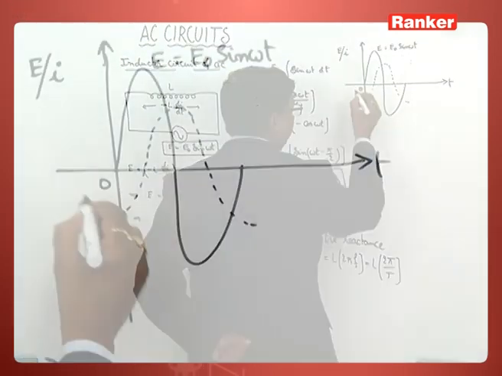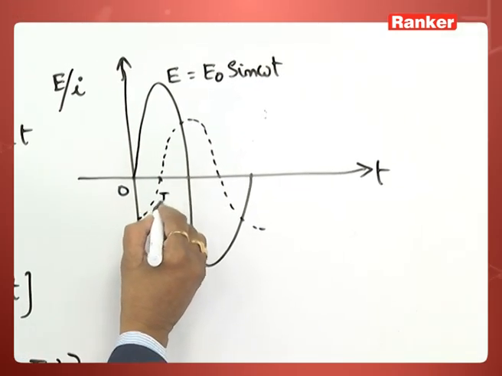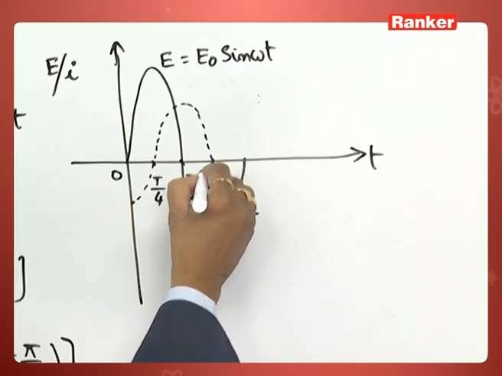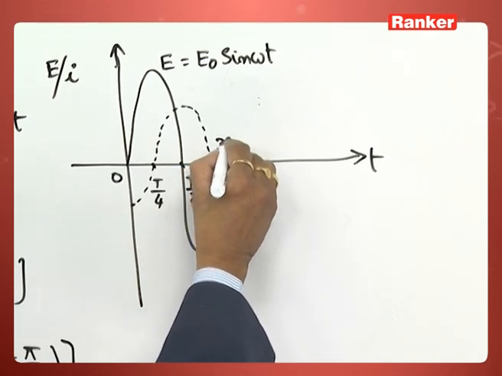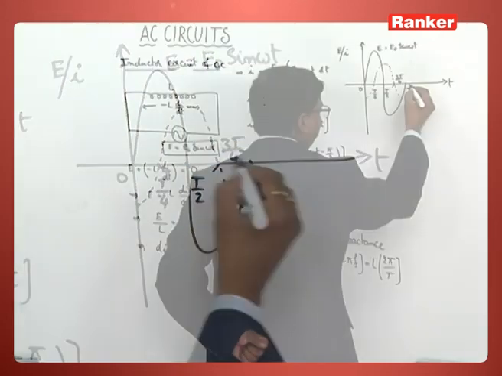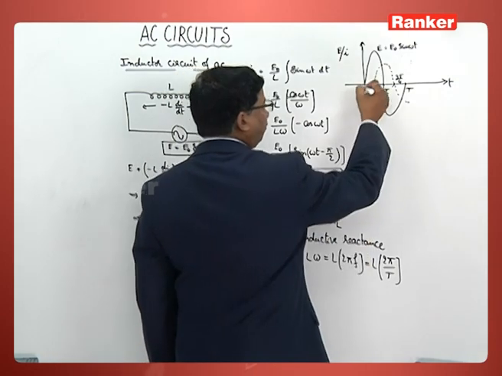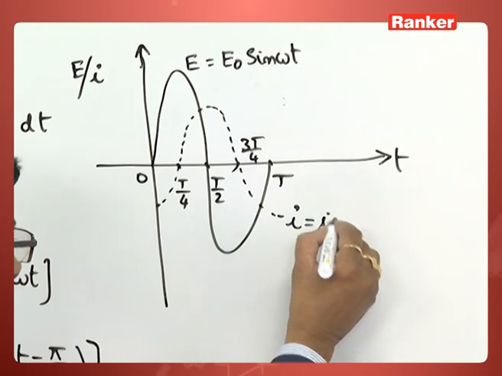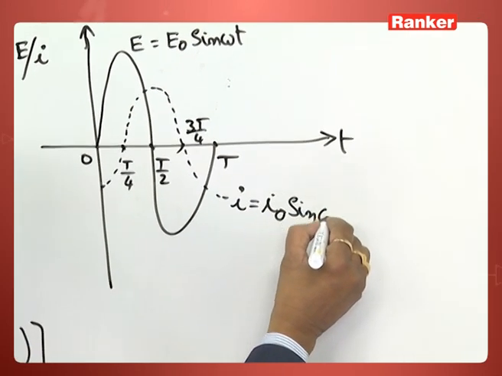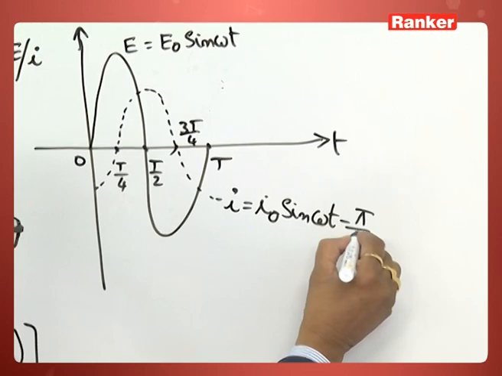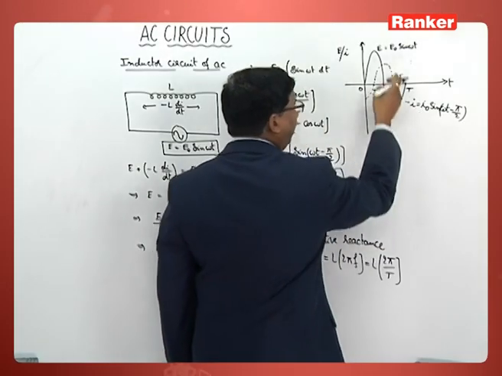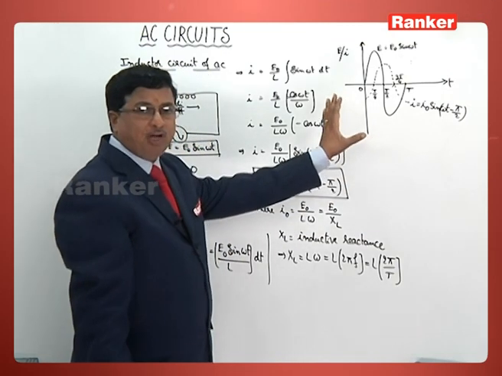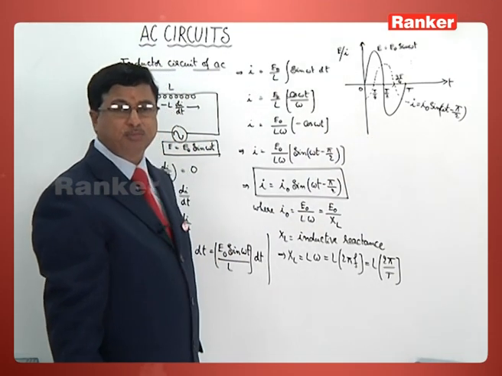You can guess this one as 0, this one as t by 4, this one as t by 2, this one as 3t by 4, this one as t. That means you will be finding from this graph that this value of I naught sine omega t minus pi by 2 is lagging behind EMF by pi by 2 radian. Directly you can understand from that graphical representation.